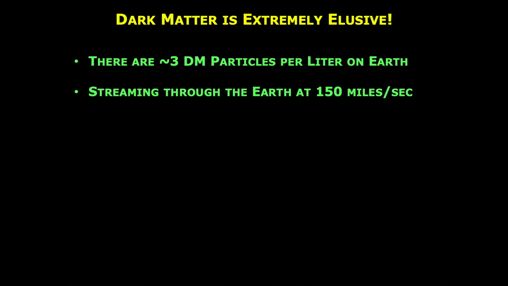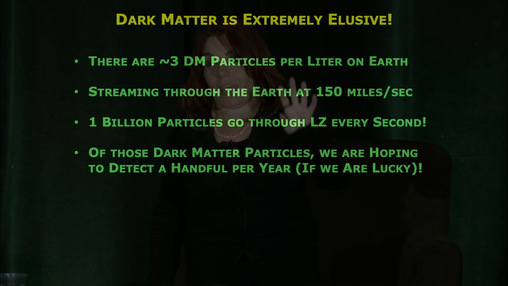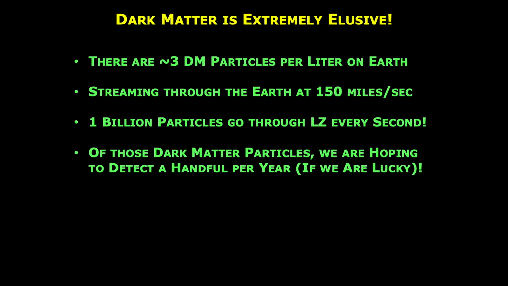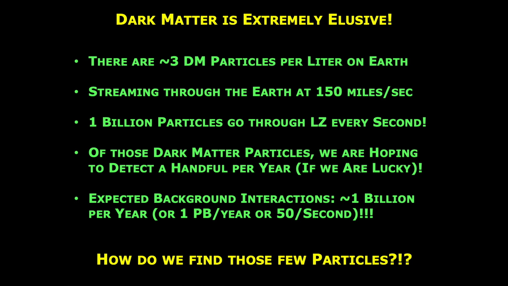We're slamming, again, towards the dark matter halo, so it's streaming through us at 150 miles per second. So in my bucket, there are 1 billion particles that go through every second. Of these, if we're very, very lucky, we will measure a handful a year, 5, 6, 10, which is a very small number. And like I said earlier, this is like 1 billion background particles per year. So this is an extreme needle in a haystack problem.